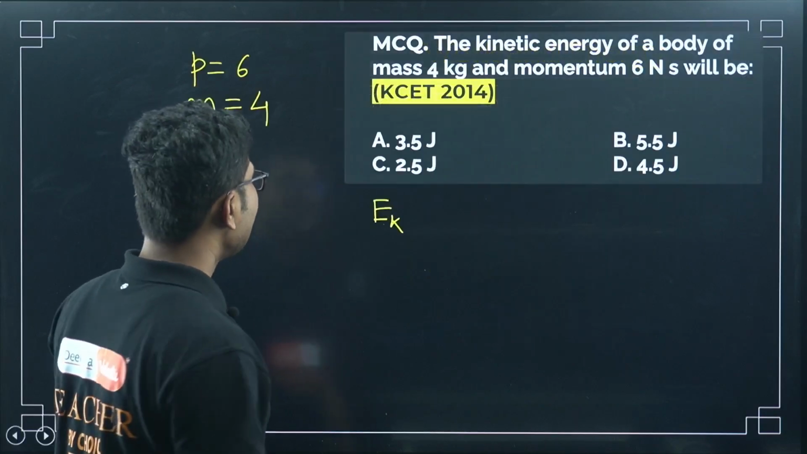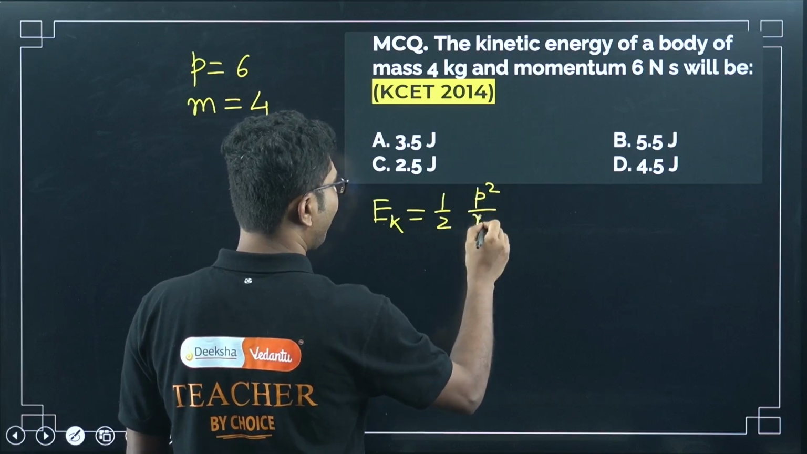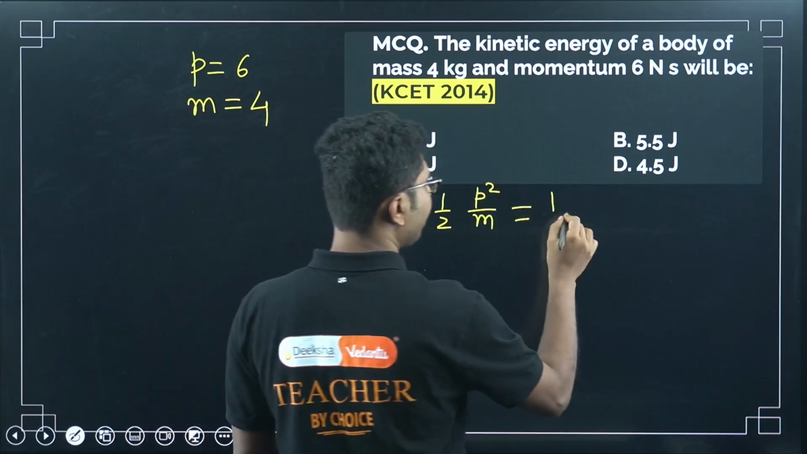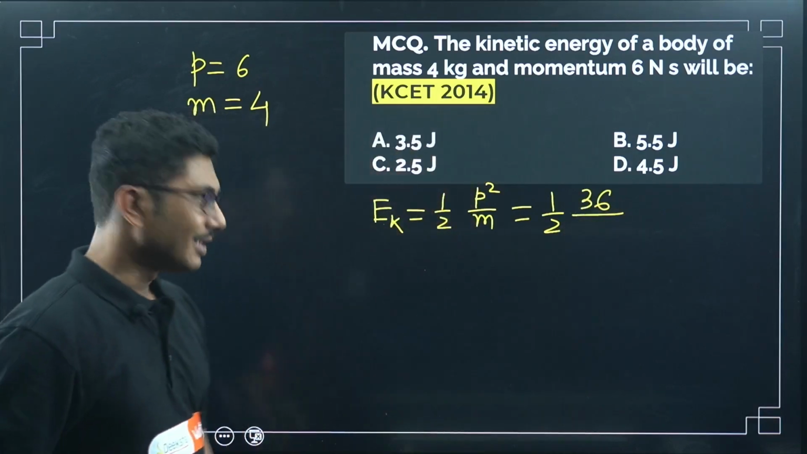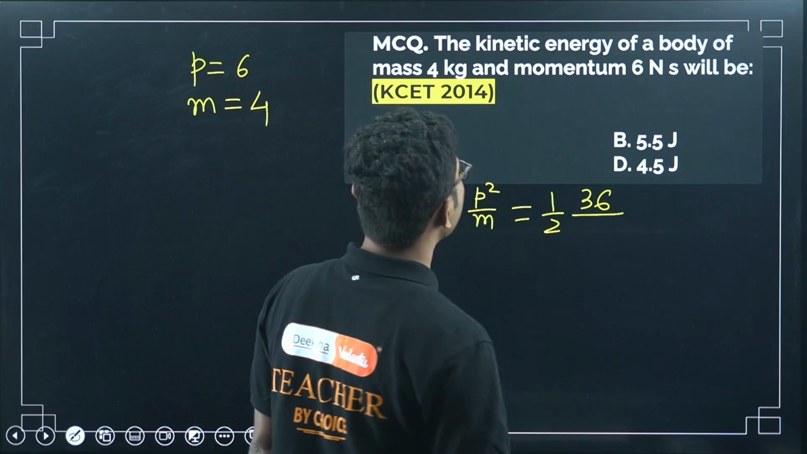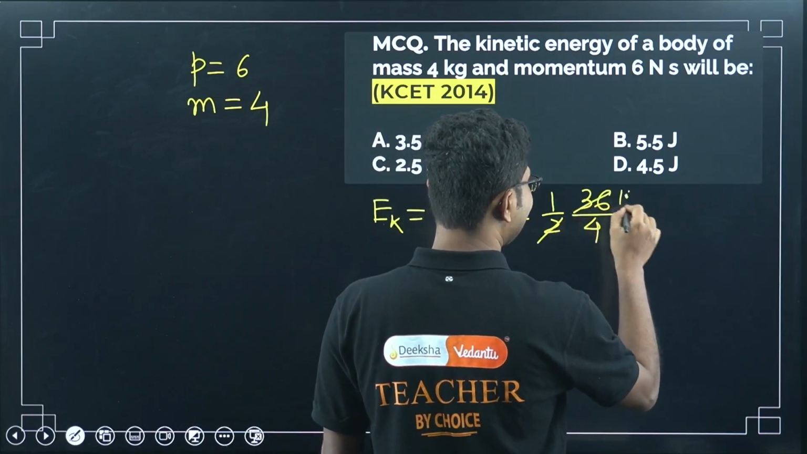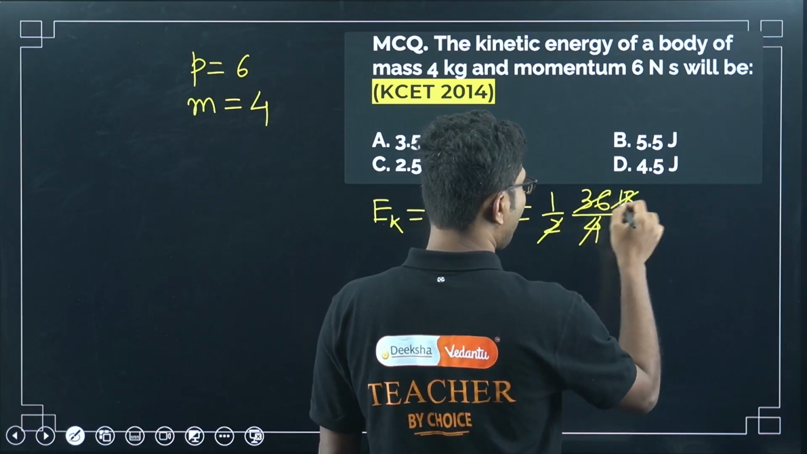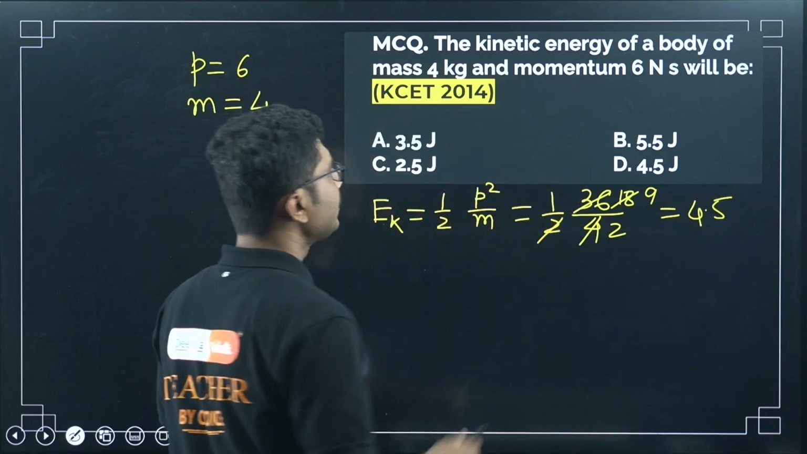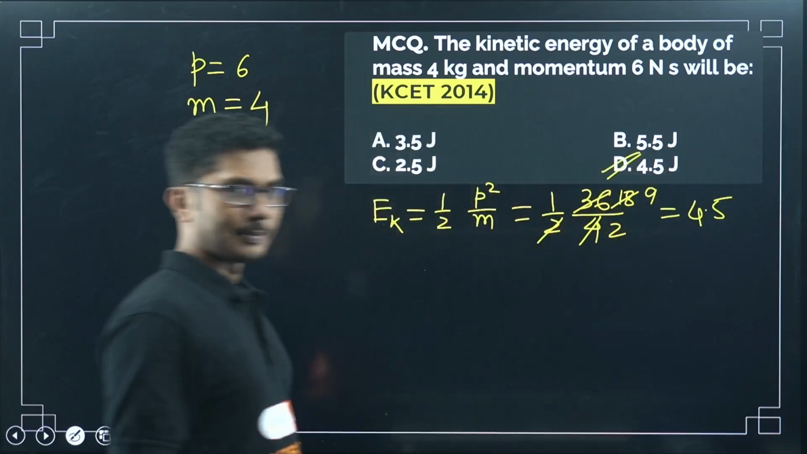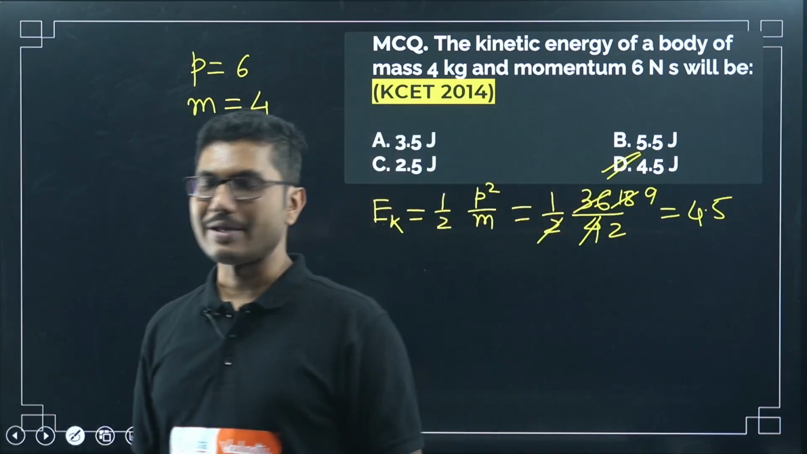So Ek is nothing but half p square by m, right? So it will be half, p square is 6 square, that is 36, by m, m is 4. So it will be 18, then it will be 9 by 2, that is 4.5. Okay, 4.5 joules is the kinetic energy. So it is an easy problem. If you remember the formula and apply it directly, then your life will be slightly easier.